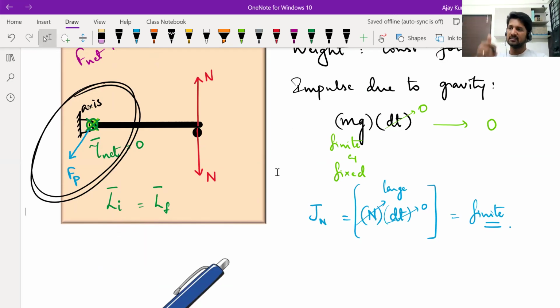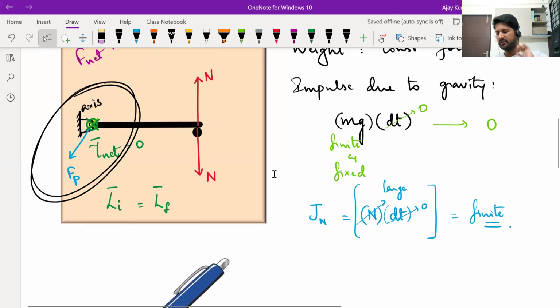If that end has a tendency to move in the negative y direction, the pivot will exert force in the positive y direction to prevent it from moving. If that end has a tendency to move in the positive y direction, the pivot will exert a force in the negative y direction. But we are not in a position to actually find out which way that end tends to move. So based on that, we can't answer the direction of force exerted by the pivot.